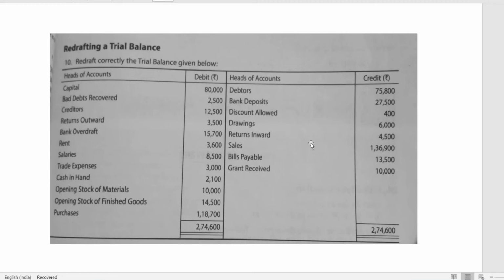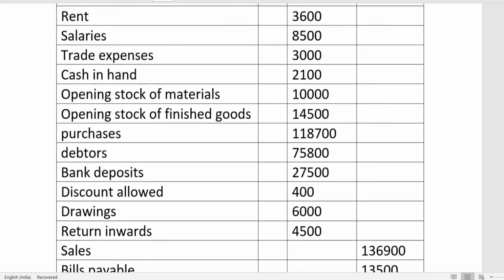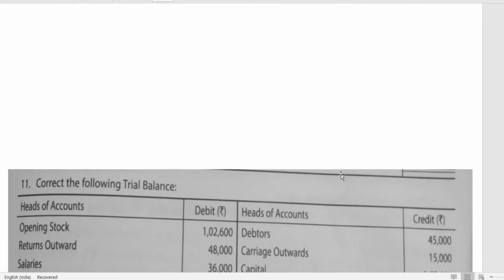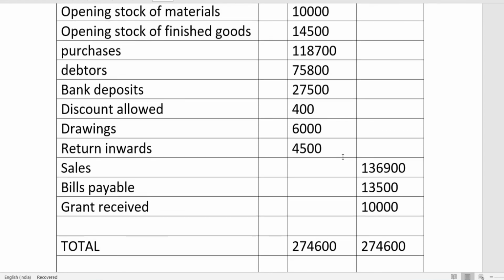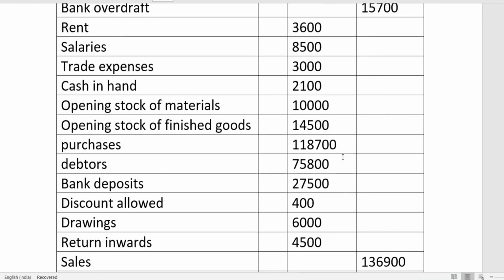Discount allowed is an expense, and discount received is an income. So discount allowed is an expense, so we'll show it in the debit column. Drawings, it will be in the debit column. Return inward, sales return, debit column. Sales, credit column. Bills payable, liability, credit column. Grant received is an income, will show in the credit column. So according to that I have placed the items here and I have got the total. You can see it is the same type, nothing different is there.